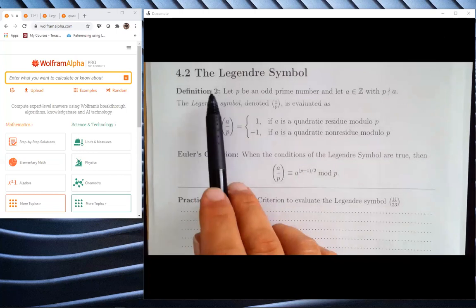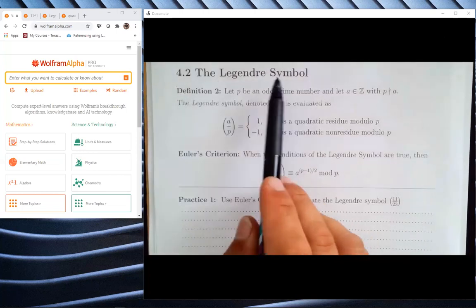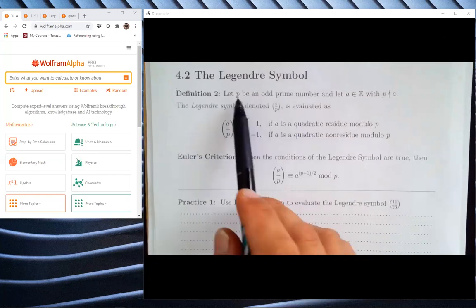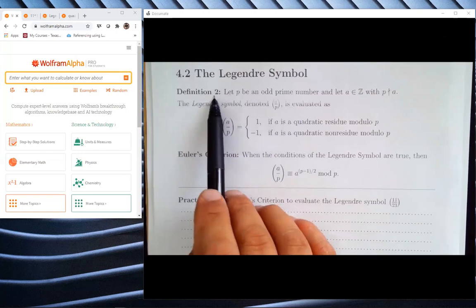In this video, we're going to talk about the Legendre symbol as a topic within elementary number theory. Okay, and so let's go ahead and start right with the definition.